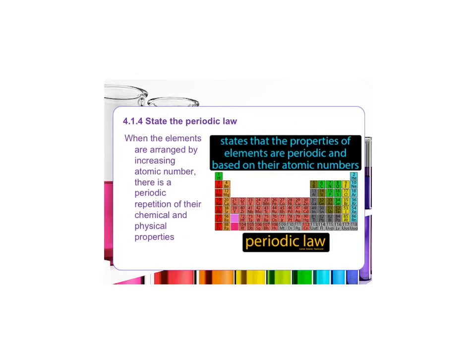Periodic law is saying that they are arranged and there is a repetition in the chemical and physical properties. So we're saying that the groups will have similar chemical properties and the periods will have similar physical properties.